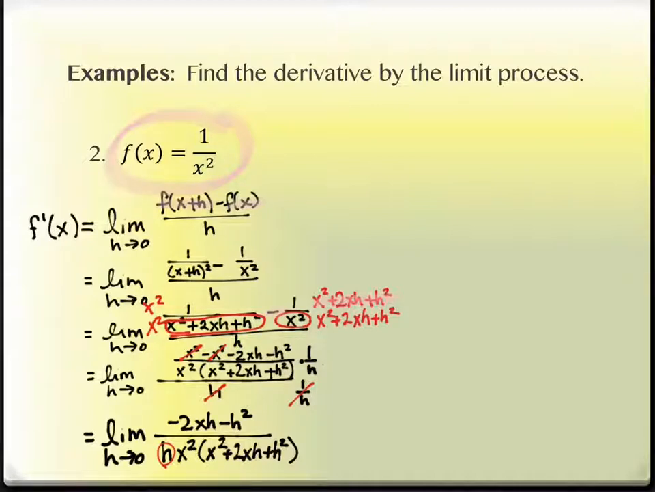So in the numerator, I'll go ahead and do it this way this time. I did it the other way the last time. I can eliminate one of the h's from each of the terms. And that leaves me with the limit as h approaches 0 of negative 2x minus h over x squared times x squared plus 2xh plus h squared.